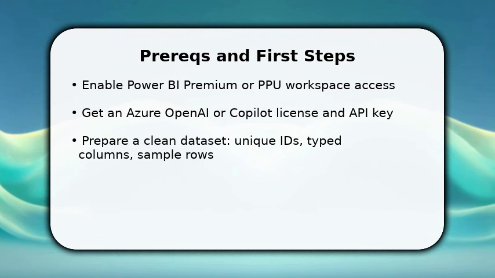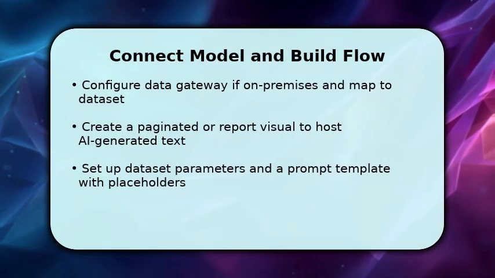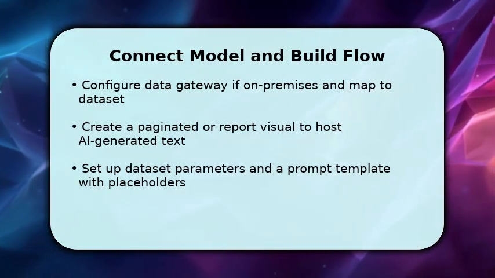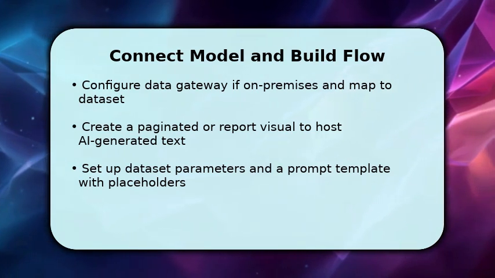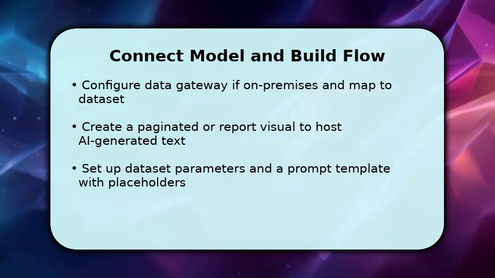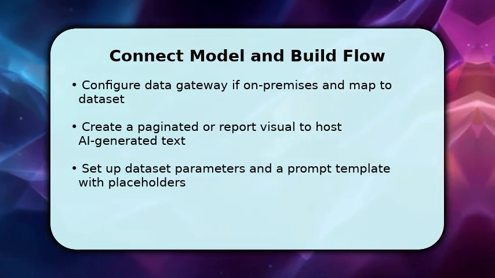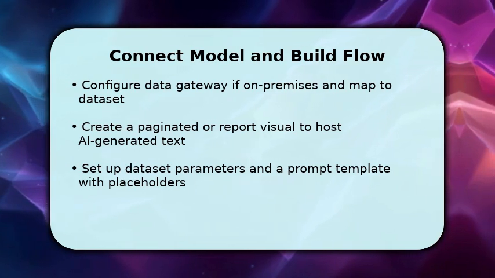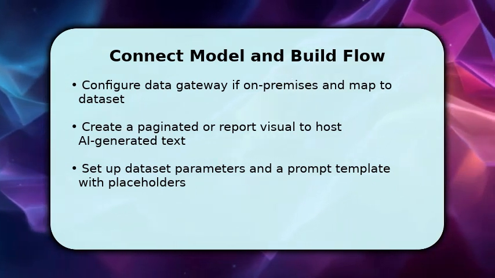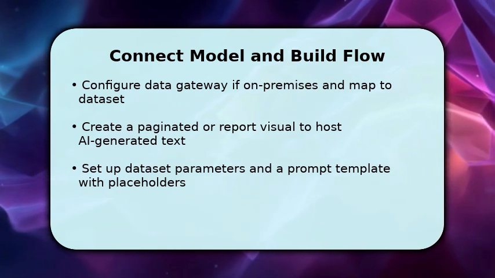You then connect the model. In the Power BI service, configure the cognitive or Copilot connection with your API key and select the appropriate model. Once connected, design a prompt template that references dataset columns using placeholders. This ensures the model gets structured context rather than raw tables.